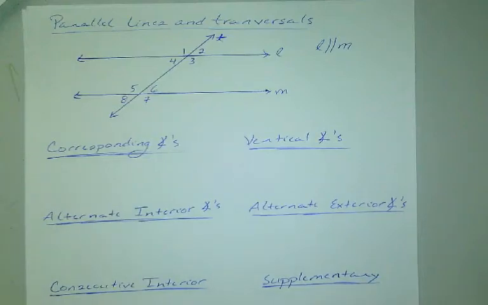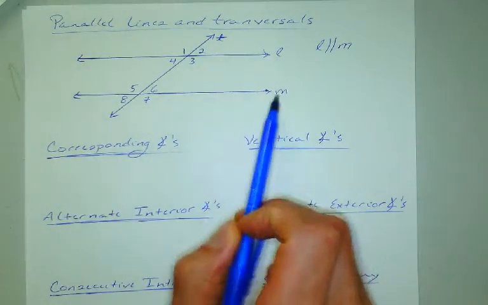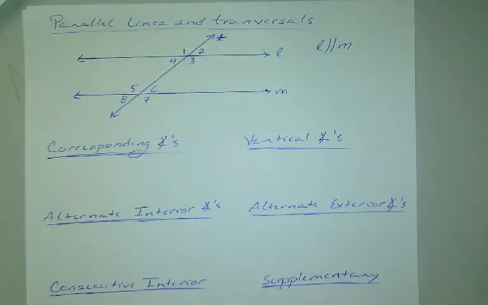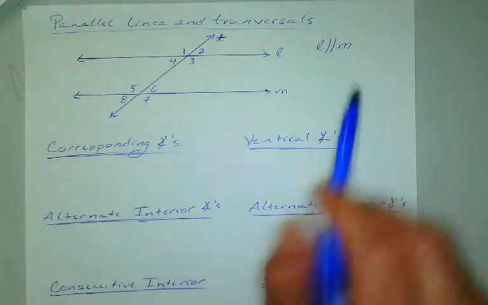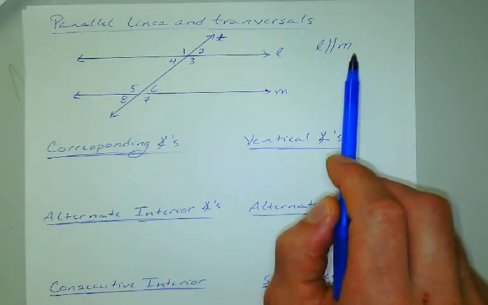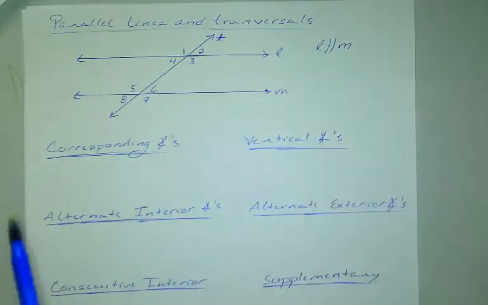8th graders, let's do a short review on parallel lines cut by a transversal. So in the example I have here, we have lines L and M. These are the horizontal lines that are parallel, meaning they have the same slope. They will never touch. It's important to note that line L is parallel to line M. It's important that they state that.